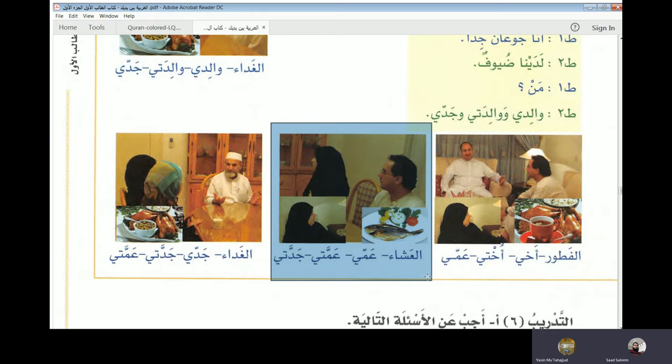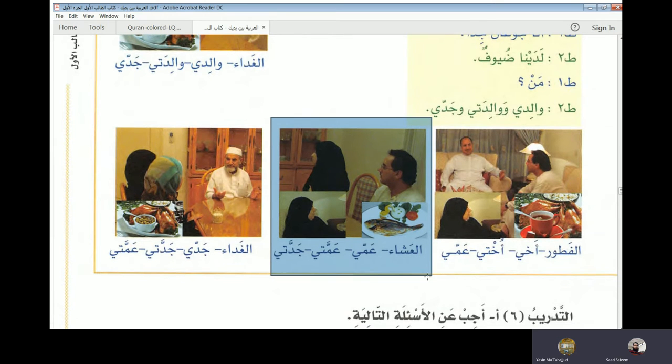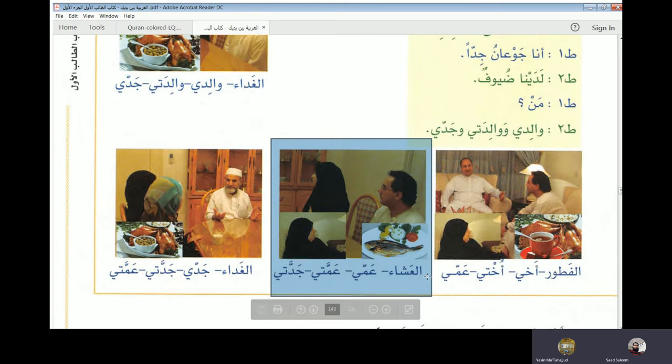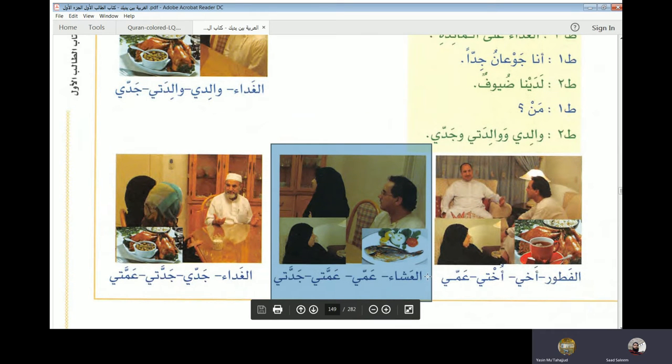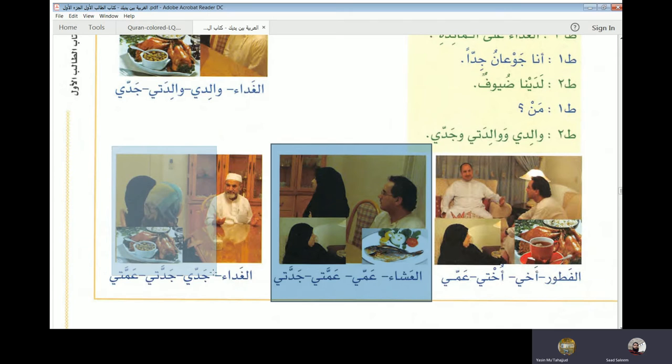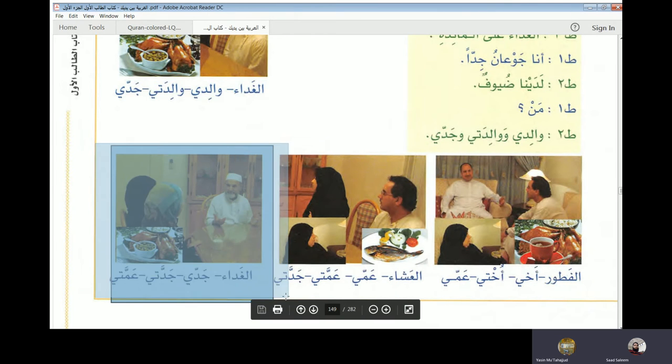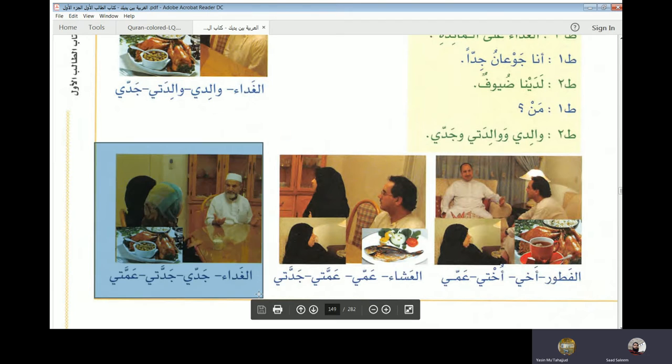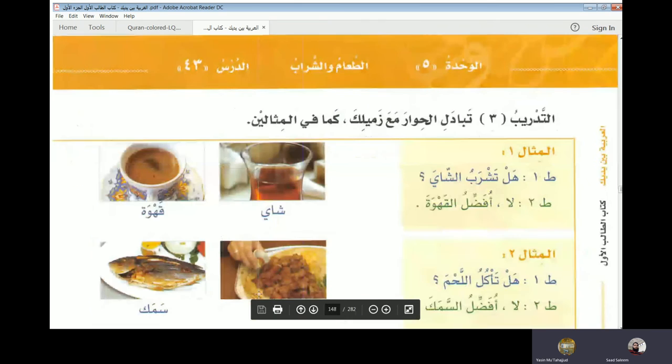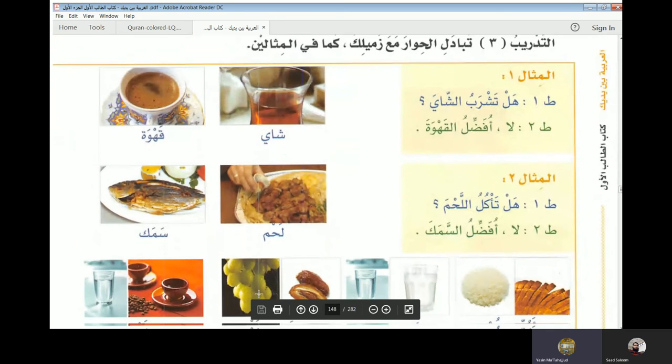Okay. Ain al ashau, ashau al maidati, ana jawanu jidden. لدينا ضيوف من عمي وأمتي وجدتي. My uncle, my auntie, and my grandmother. Okay. Yes.